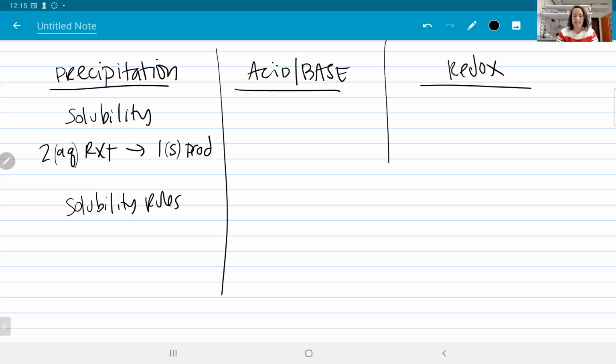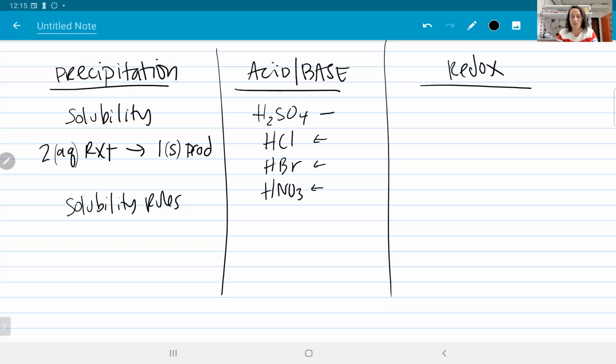Acid-base reactions use an acid and a base. When we're looking at acid compounds, you're looking for compounds that have a hydrogen in them. For example, H2SO4. It's also good to start memorizing some of these very common acids, especially the strong acids: HCl, HBr, H2SO4, HNO3. So nitric acid, hydrobromic, hydrochloric, sulfuric acid. These are common acids you'll find.